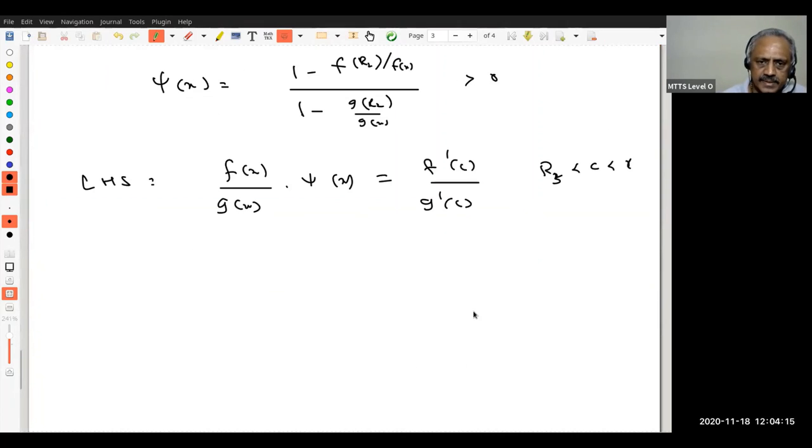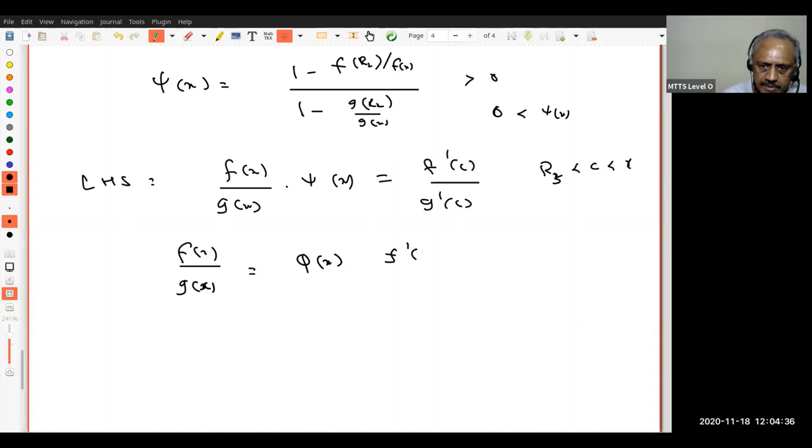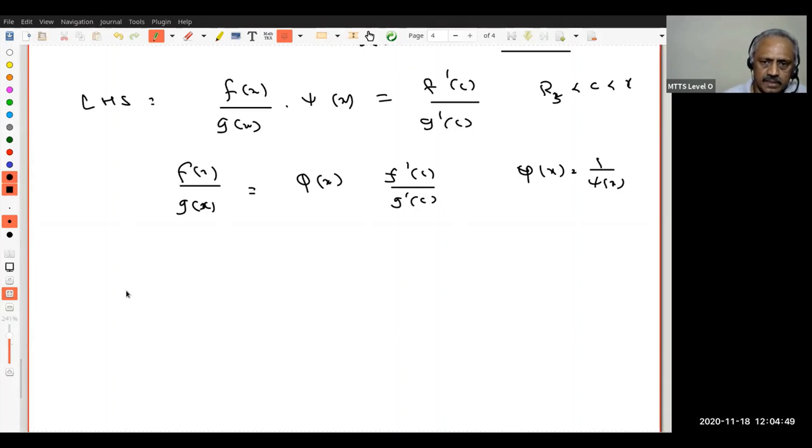Is it all right? Okay. Therefore, now psi is not 0. I do not know whether it's greater than 1 or less than 1, I don't care. But it is positive, therefore, I can invert it. Therefore, f of x by g of x equals phi of x into f dash of c by g dash of c, where phi of x is 1 by psi of x. Why does it make sense? That's because of this assumption.